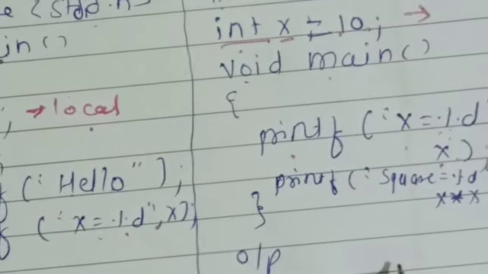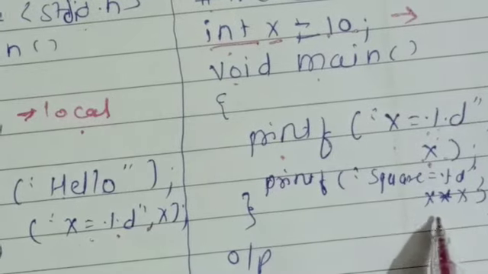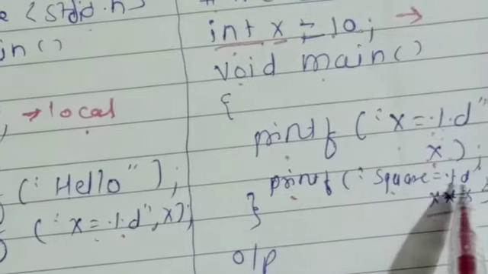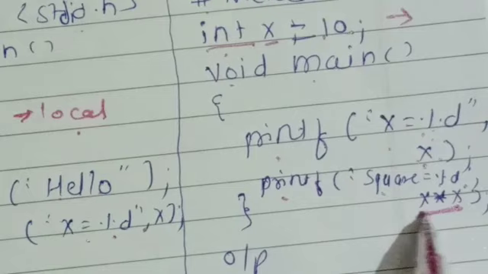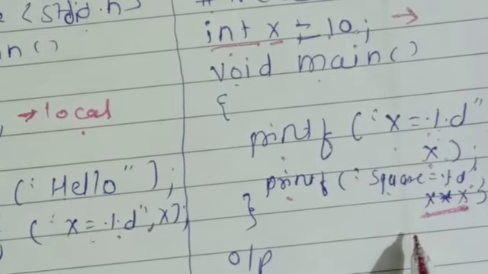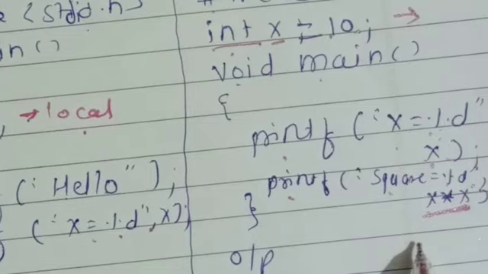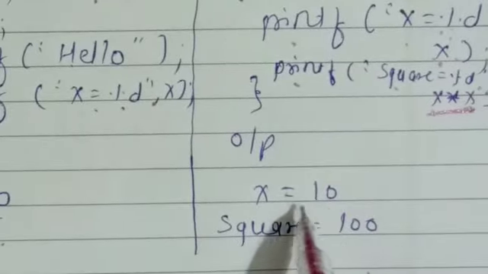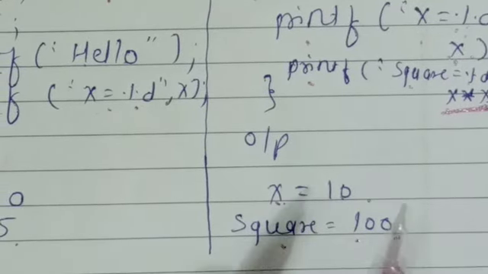Now next we are calculating the square of x inside the printf statement itself. Printf square equals to %d. So in %d what will be copied? x into x. How to calculate the square? We are multiplying that number with the same number. Now let us see what will be the output. First we'll print x value, x equals to 10, square equals to 100.